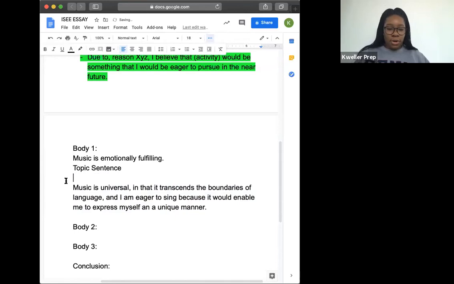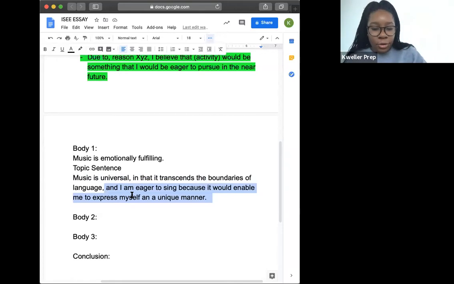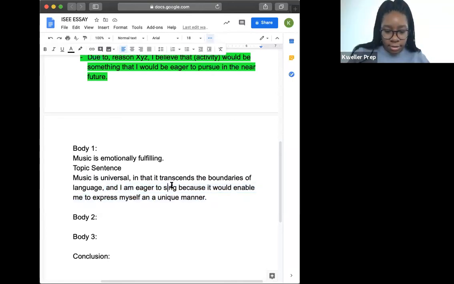You want to start off maybe with an idea about whatever you're talking about. So here we're talking about music, we're talking about choir. So what I think is interesting about music is that it allows people to communicate beyond language. You're able to express your opinions, your emotions, your feelings without having to have a conversation with someone. And then after you make some sort of statement, you would then connect it to your thesis. The part that connects to the thesis is, I'm eager to sing because it would enable me to express myself in a unique manner, or to join a choir, sorry.